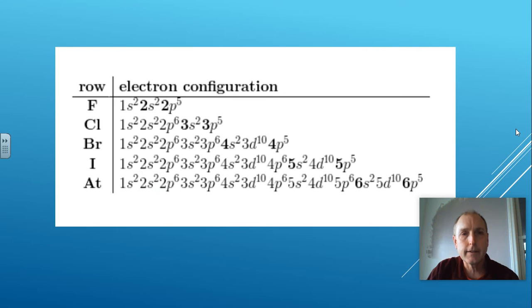Here are the configurations of the halogens. So fluorine, for example, 2s2 and 2p5. So the 2s electrons and the 2p electrons are the 7 valence electrons. Chlorine, of course, is in the third row, so it ends in 3s2 and 3p5, and so forth, going on down the table.